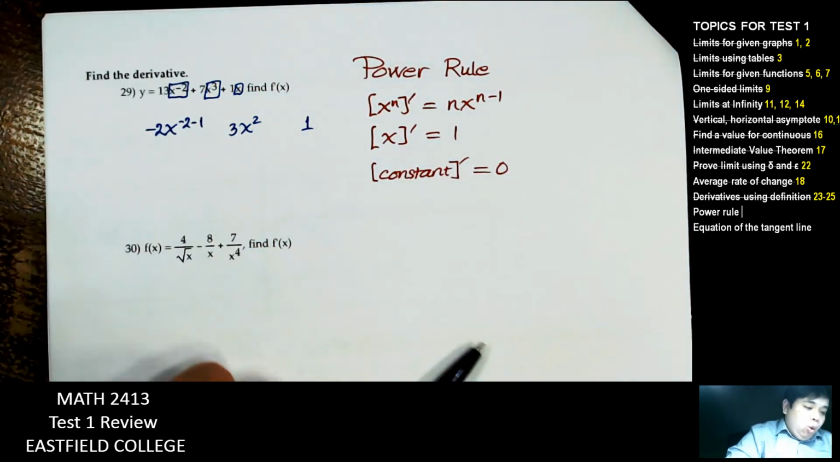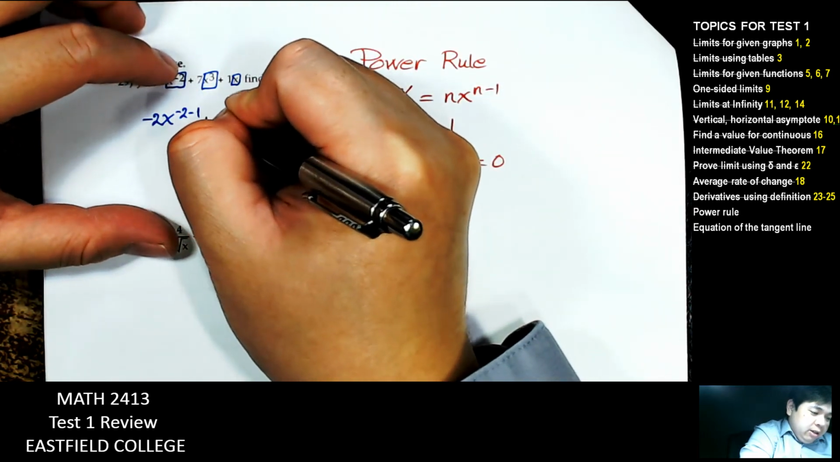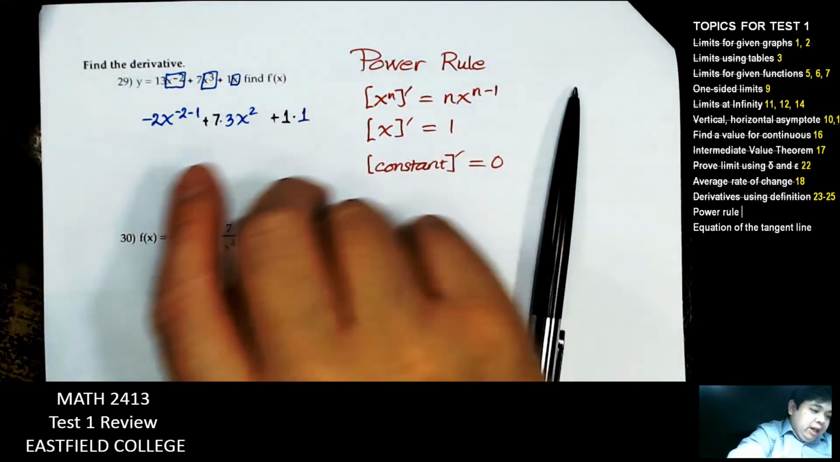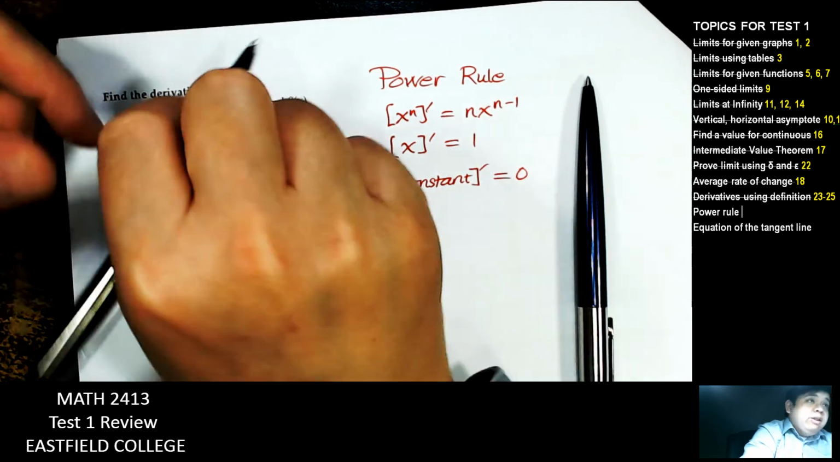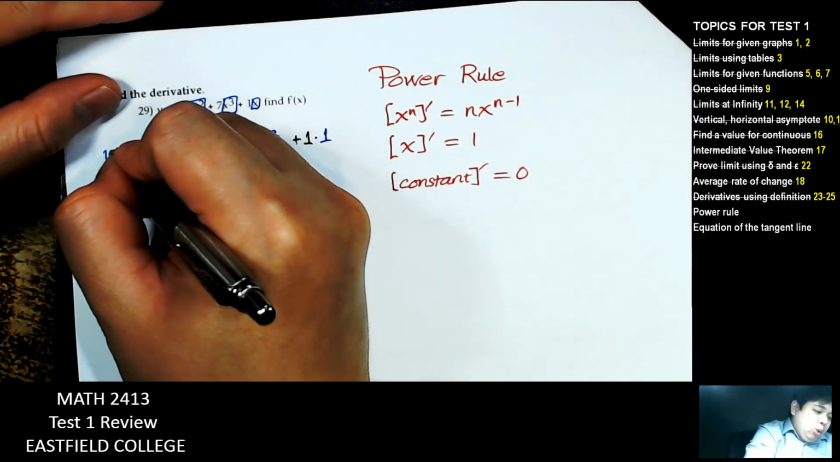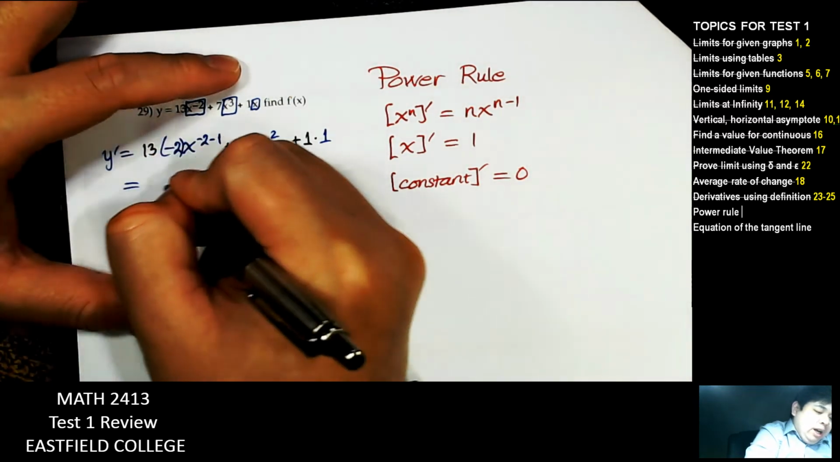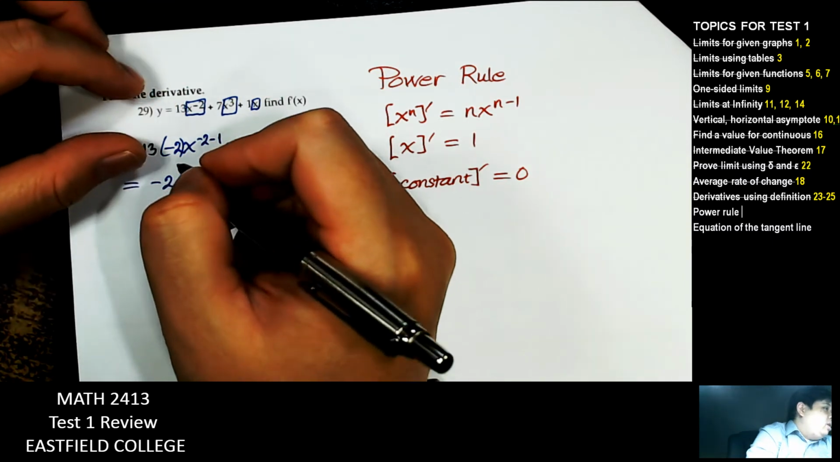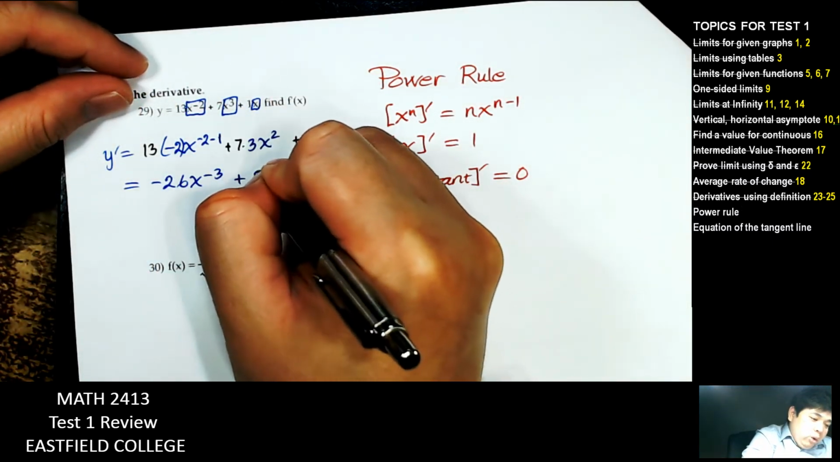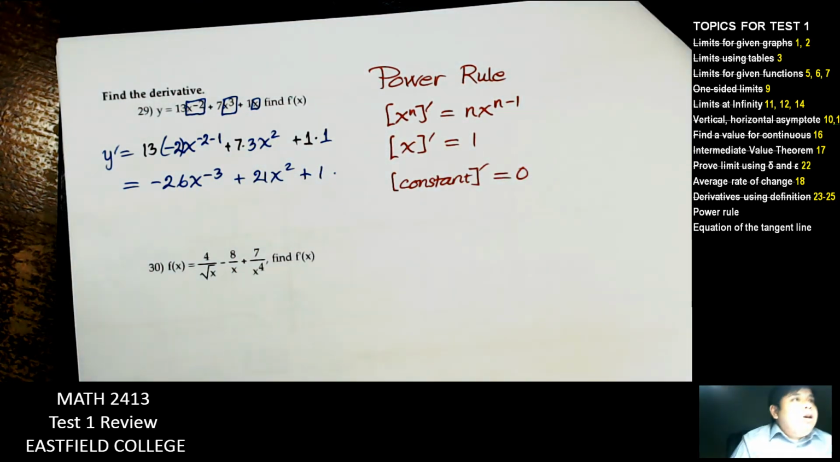Now, the coefficient will stay. We have plus 1 times, plus 7 times, and here we should put the parentheses, and then 13 in front of it. So pretty much we take the derivative only of the power of x. Any constant will stay, and the plus and minus in the middle will stay, and we have negative 26 x to the negative 3 plus 21x squared plus 1. So pretty straightforward.